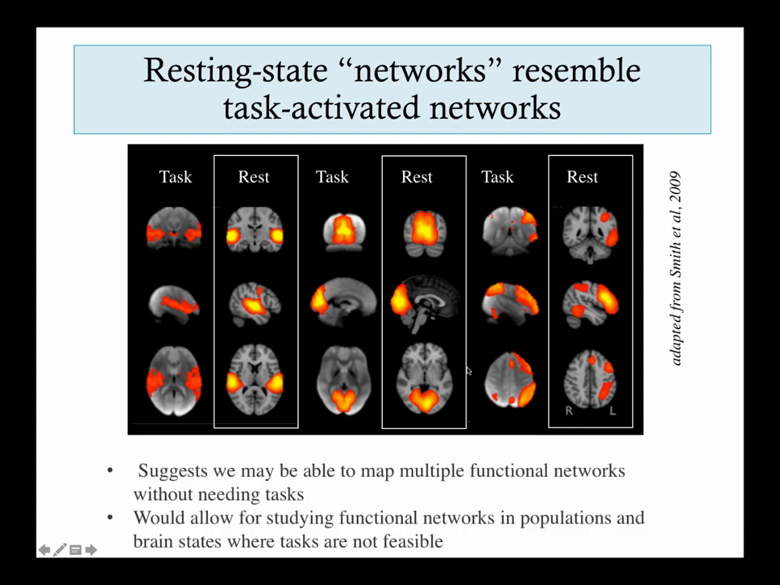So if we think about this, it's pretty incredible because the areas in these maps came out grouped just by looking at their temporal similarity in rest, which suggests that we may be able to map out multiple functional networks using resting state data alone. And not only would that make things easier, but it would also allow for studying the integrity of these networks in populations where tasks may not be feasible, such as perhaps very small children or in different states of consciousness.